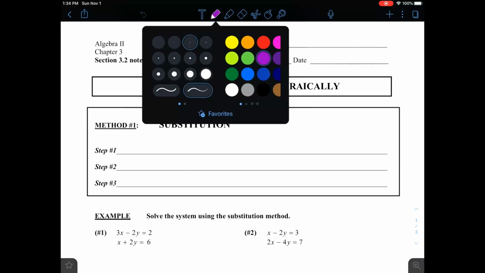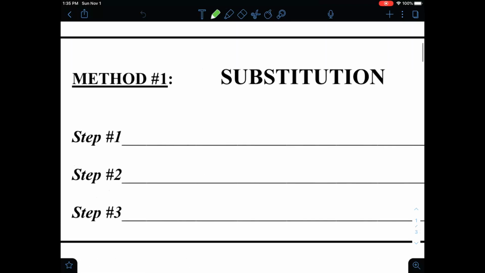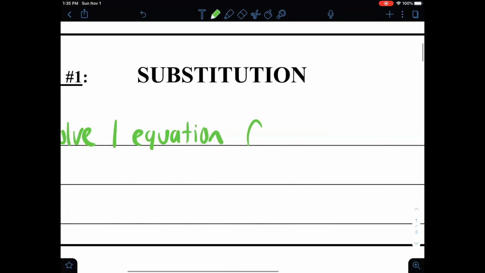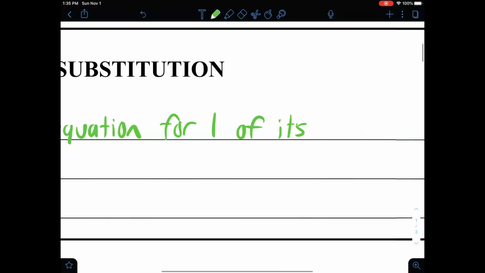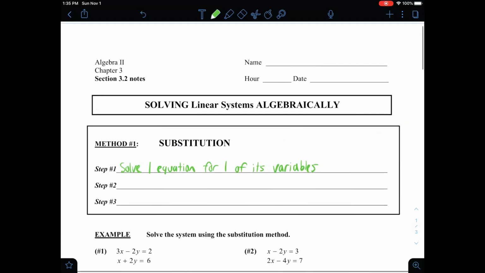So, first thing we're going to talk about is substitution. So we're going to fill in these blanks here. So do the best you can to take notes. Step 1 of substitution is solve one equation for one of its variables. Solve one equation for one of its variables. Okay.